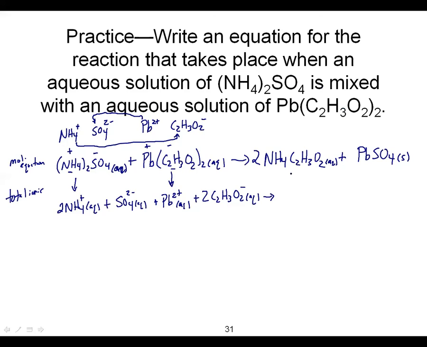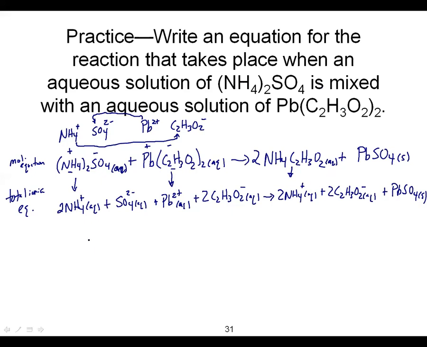Going to the other side, this guy will also break apart because it's aqueous and it's sort of a strong electrolyte. And when we do that, we do distribute the 2 to each of them. So we would have 2 NH4 pluses plus 2 of the acetate. And again, here our solid would stay together. So this again is our total ionic equation.